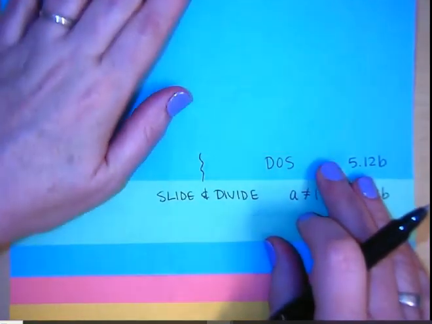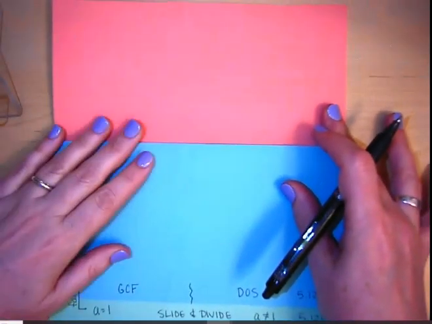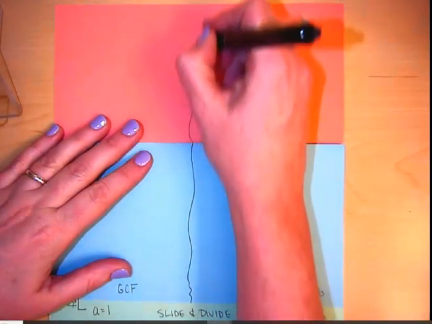All right, so lifting this tab up, we are going to do GCF and difference of squares. These are two different things. I like to divide them with a line down this way, but you don't have to. It's your foldable.